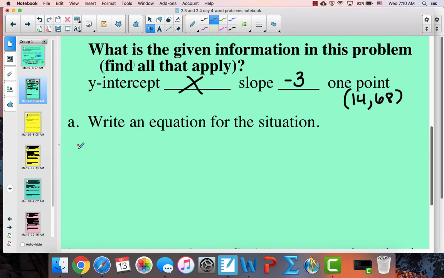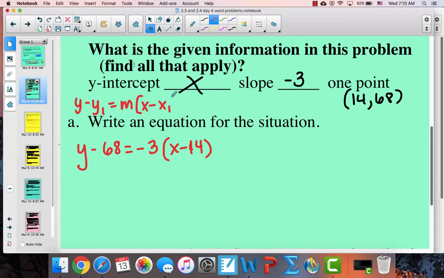So I'm going to do y minus 68 equals negative 3 times x minus 14. Just a reminder, point slope: y minus y1 equals m times x minus x1. All right, now remember I said I wanted your final answers for these types of questions in y equals mx plus b. So we are going to simplify and put it in y equals mx plus b.